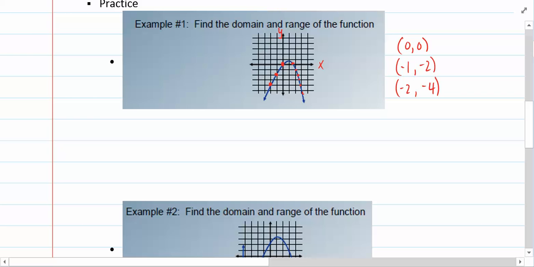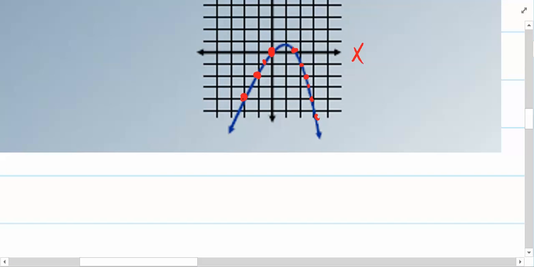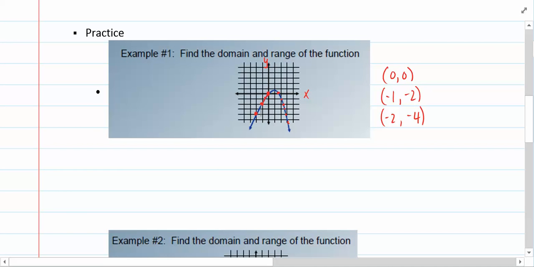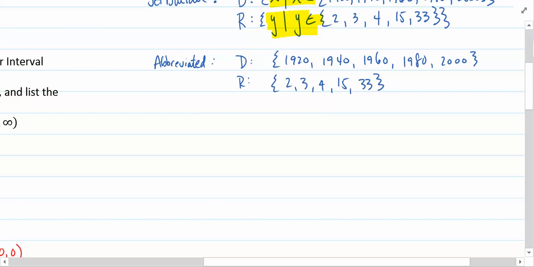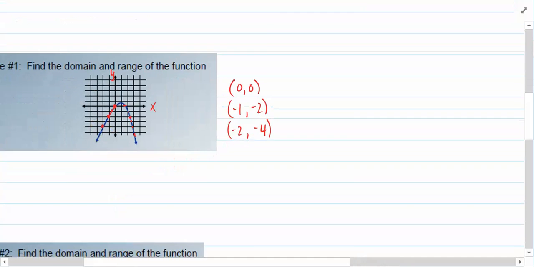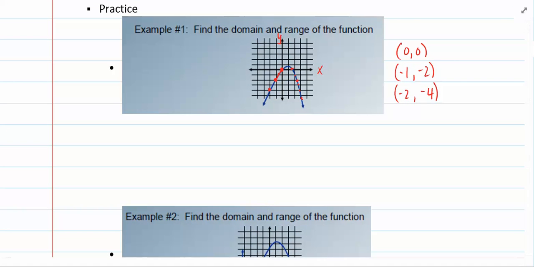However, it would be impossible for me to list all of them, because anytime that I pick a point, I can always zoom in and pick another point that's somewhere in between, and then zoom in again and find another point in between those, and in between those, and in between those, and so on. And we can do this an infinite number of times. So to list a domain and range like this, where we have discrete values, would be impossible for us to do. And that's why, again, we use this set builder notation.